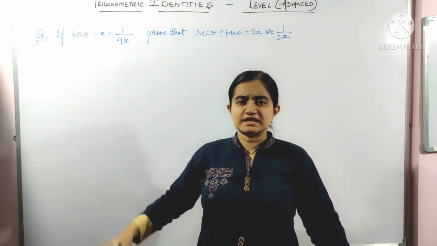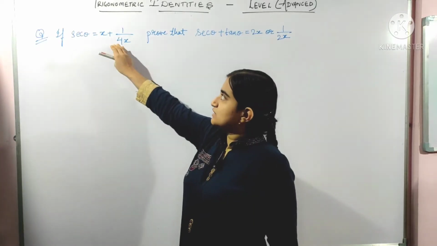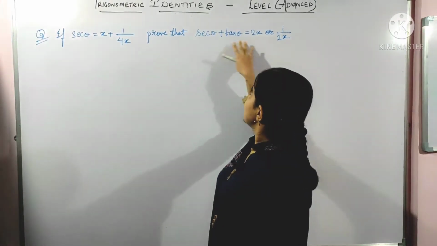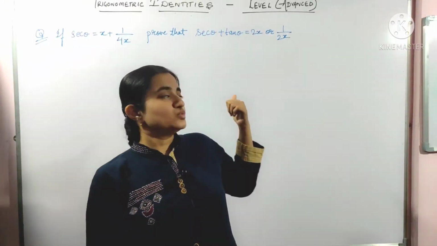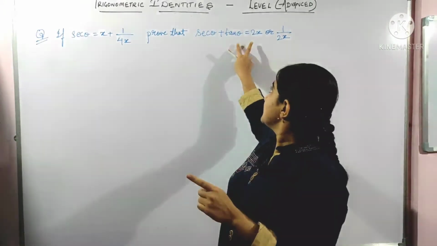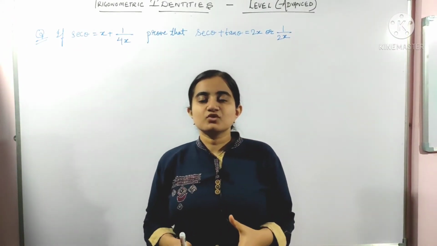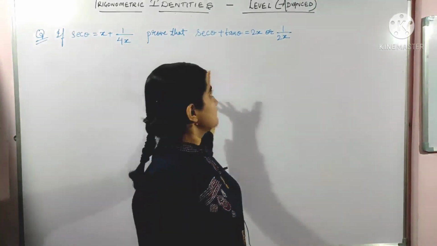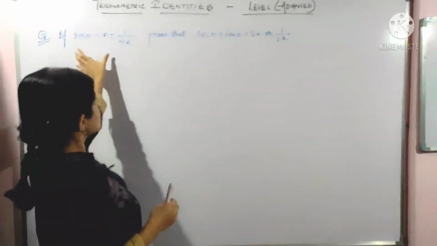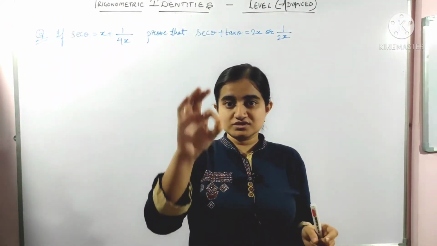We are now moving towards our last question, and in this question, if sec theta equals x plus 1 upon 4x, prove that sec theta plus tan theta equals 2x or 1 by 2x. That means it can have two values, either 2x or 1 by 2x. So in this type of question, you have to proceed from the left hand side, and also you have to use this in this part. If you can't connect both, just use the identity.